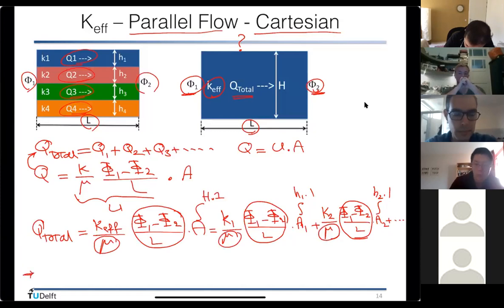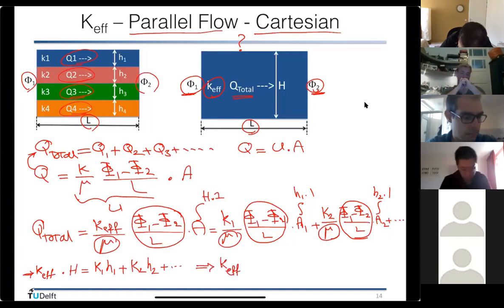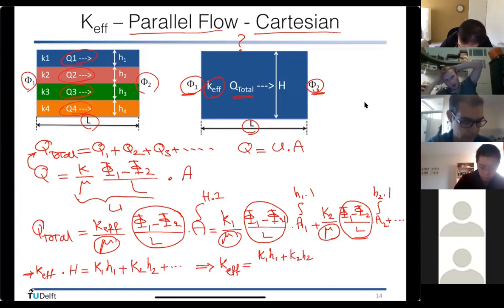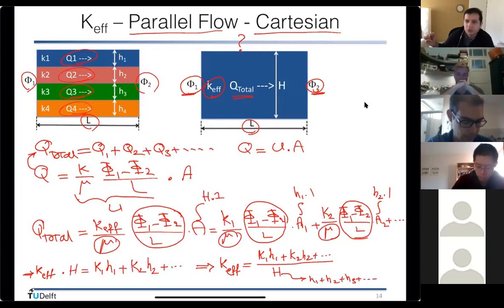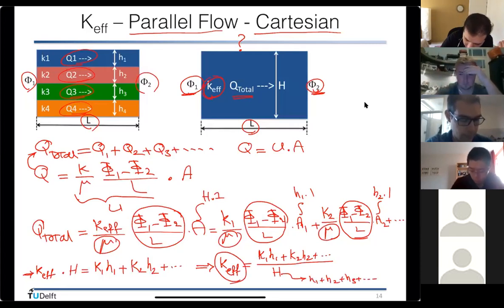I find that my K effective times capital H is K1 H1 plus K2 H2 all the way to the end, which means my K effective is nothing but a weighted arithmetic average: K1 H1, K2 H2, K3 H3, K4 H4 divided by H. And we know that H here is nothing but H1 plus H2 plus H3, and so on. So that's the summation of all the thicknesses as well. That is my effective permeability if I want to assign one permeability for this homogenized effective medium.